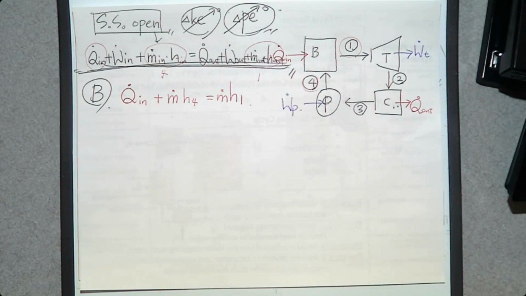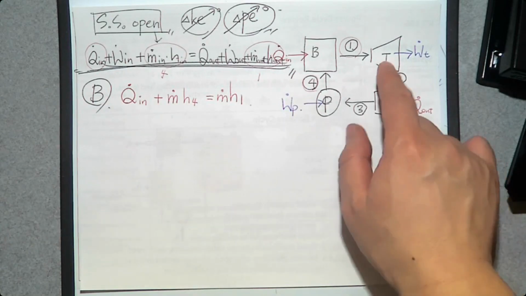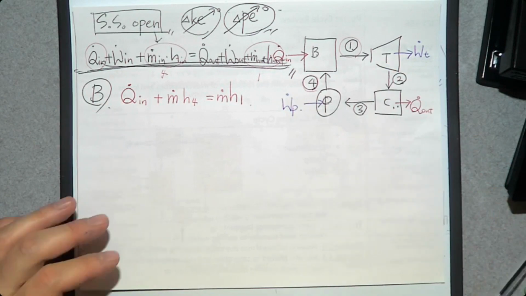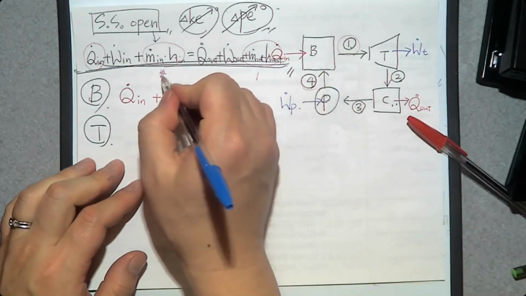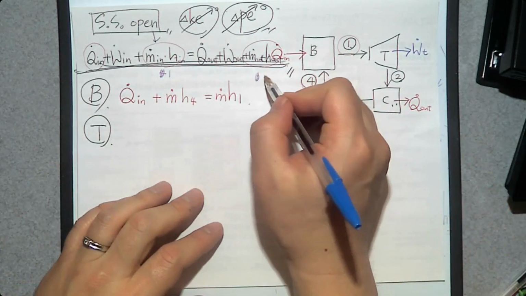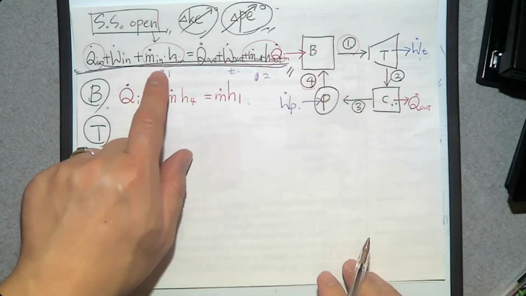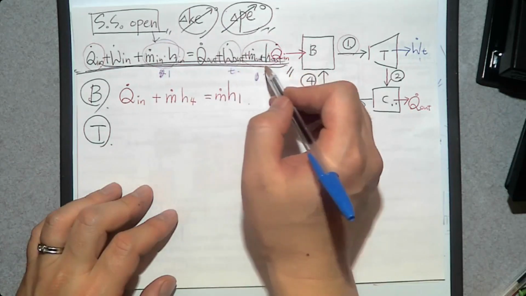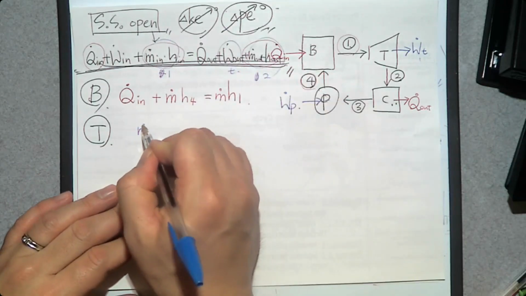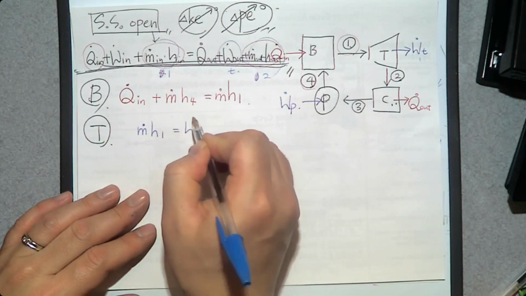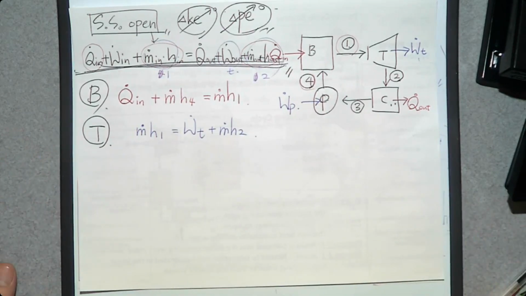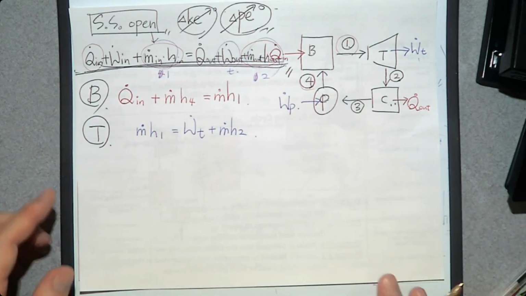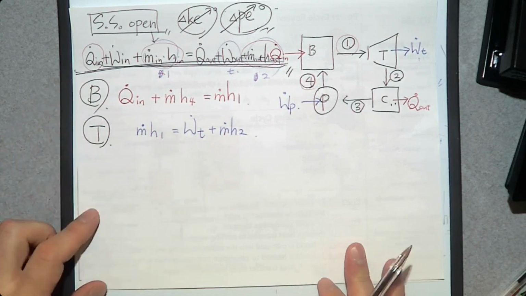Okay? Not very difficult, right? Then what is the next? T, turbine. In this T, we have inlet number 1, so this one is number 1. The exit is number 2. It produces turbine power. So 1, 2, and 3. M dot H1 is turbine power plus M dot H2. Difficult? Not much. So boiler, turbine, and what's next?